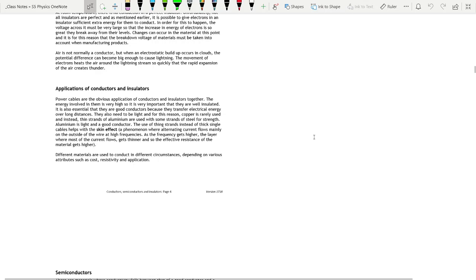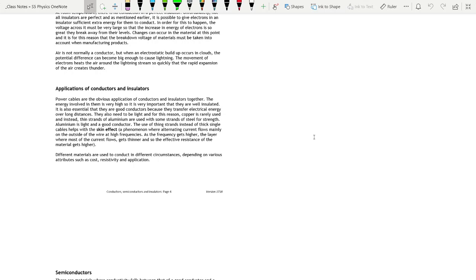Applications of conductors and insulators. Obviously, power cables have conductors and insulators together. The conductor allows the electricity to flow through it. Insulators are usually wrapped around the conductor, which protects us from getting a shock from the conductor inside. The energy involved in them is very high, so it's important that they are well insulated. It's also essential that they're good conductors because they transfer electrical energy over a long distance.